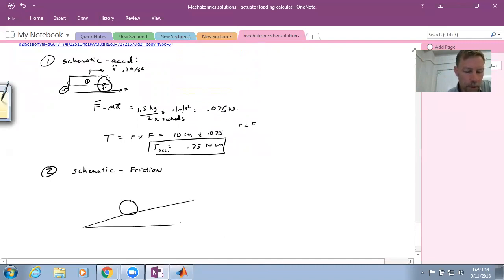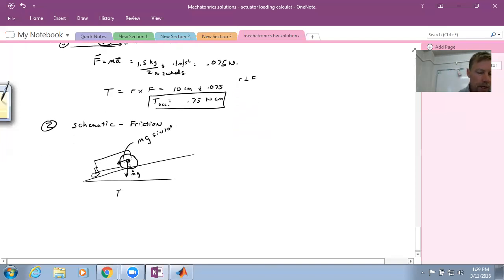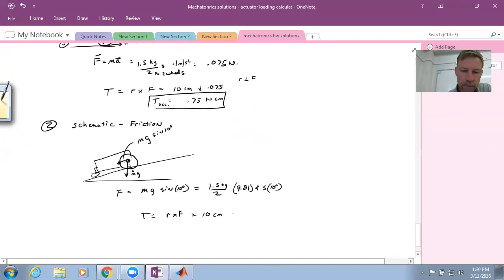So here we go. Here's our slope, our little robot. It's got some mass. Maybe I'll put the mass center at the center of the wheels. Doesn't matter. Coming down, that's our mg. One component is normal to the surface, just balanced by the surface, but there's a component along the slope. That's mg times the sine of 10 degrees. So our force is mass times gravity times sine of 10 degrees. That's 1.5 kg divided by two, one for each wheel, times gravity, 9.81, times sine of 10 degrees. Then we'll get the torque, which is R cross F, 10 centimeters times this value in newtons. And finally, we'll get T friction to be some value.